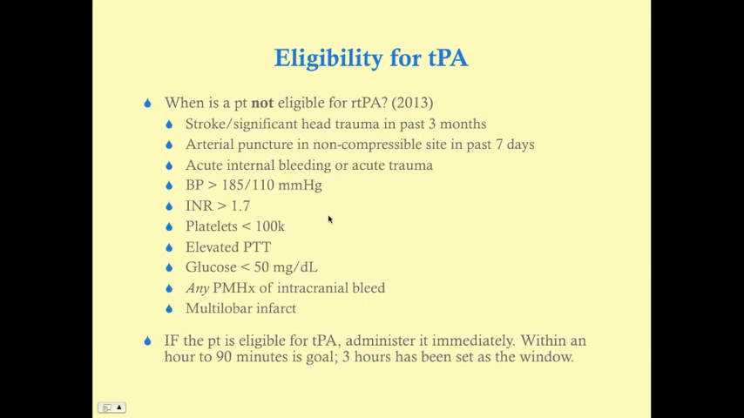Now, if the patient's eligible for TPA, you should administer it as soon as possible, obviously. The sooner the better. Within an hour to 90 minutes is the goal. But like I said, the sooner the better. 3 hours has been set as the window, and it's really not because it's necessarily dangerous to administer it after that, but because we don't really see a whole lot. We don't see a big improvement in the results if it's administered after 3 hours. However, I think I've seen something in the literature that said that now you can administer it up to 4 hours after the symptoms.